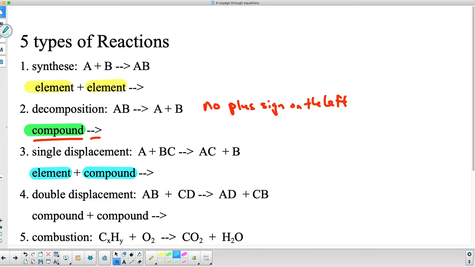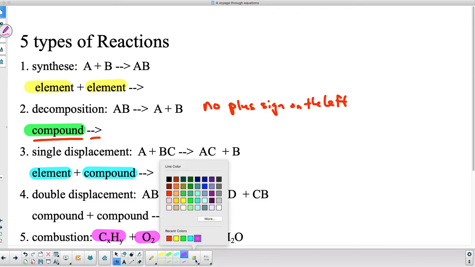Okay, so now if we take a look at combustion, there could be some confusion because in combustion there's an element here plus a compound, but the element is always O2 and the compound always has C and H in it. It can have other things like O and N, but it always has C and H. So in this case for combustion, it's very easy to identify the combustion reaction over the single displacement, because you can have anything as an element and a compound for single displacement, but for combustion it's specifically only those two.